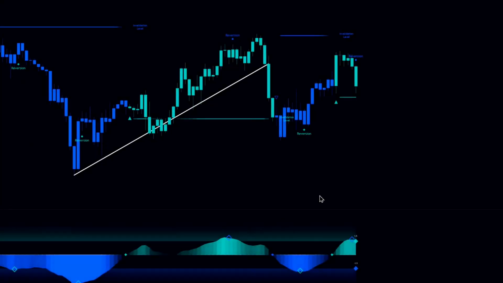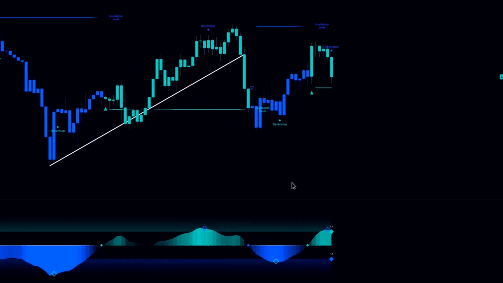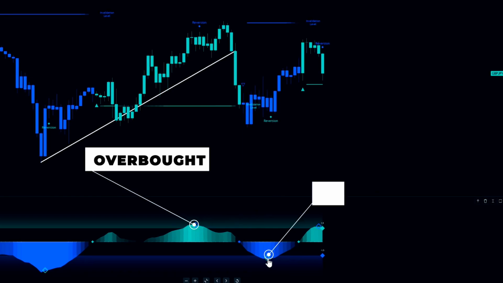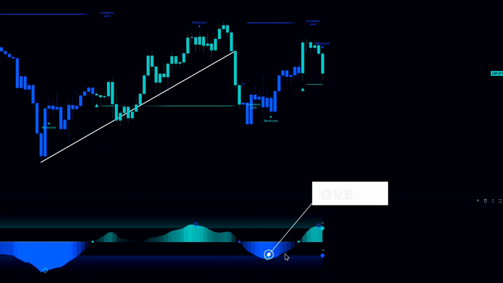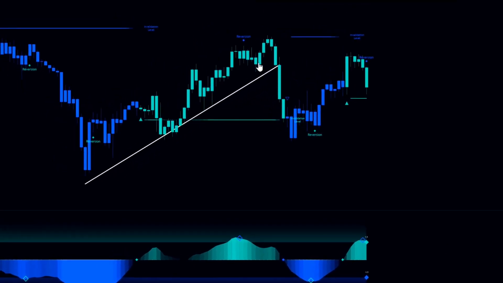Now back to trading with the indicator. One way to use it is as a mean reversion tool. You'll identify points where the market may be overbought or oversold, combine that with some price action techniques, and look for trend reversals when prices are extended. Let me show you an example in this case.